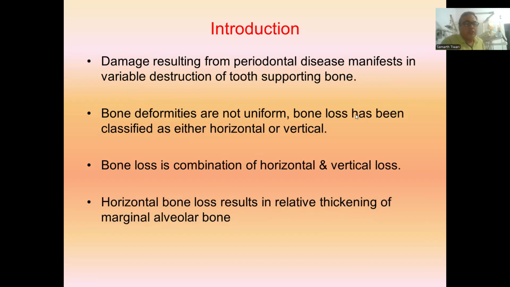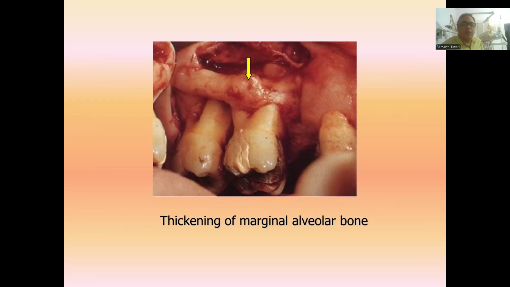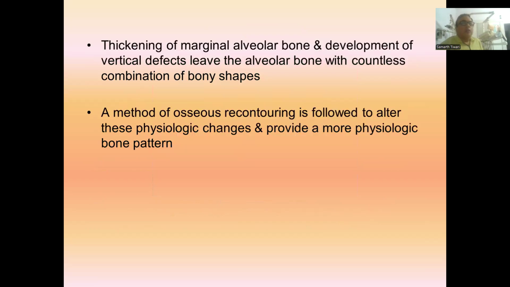Horizontal bone loss results in relative thickening of marginal alveolar bone. As you can see here, thickening of marginal alveolar bone. Thickening of marginal alveolar bone and development of vertical defects leave the alveolar bone with countless combinations of bony shapes. A method of osseous recontouring is followed to alter these pathologic changes and provide a more physiologic bone pattern.